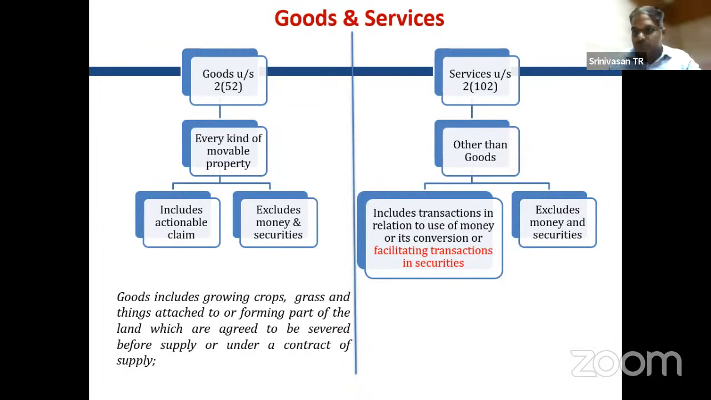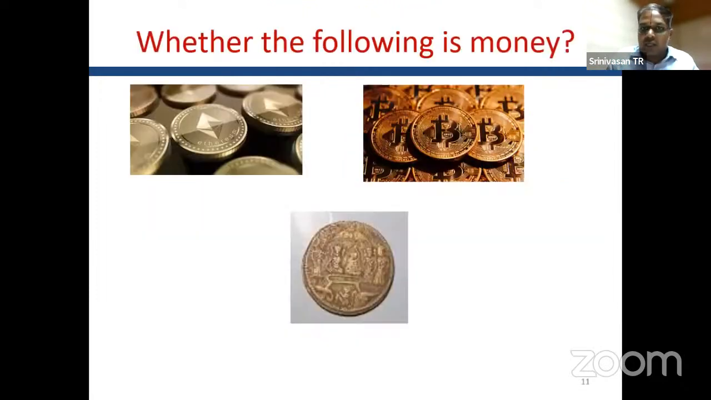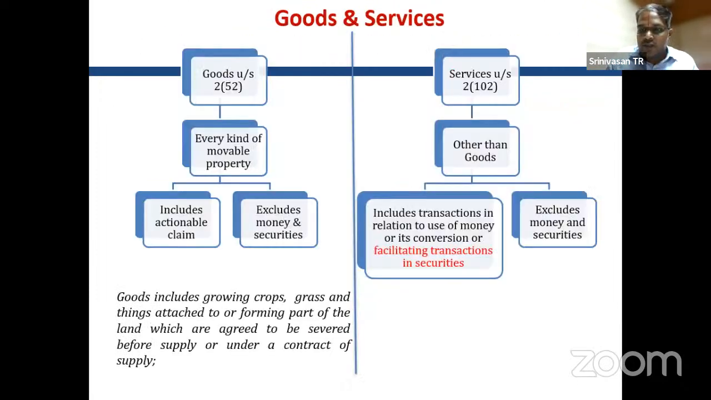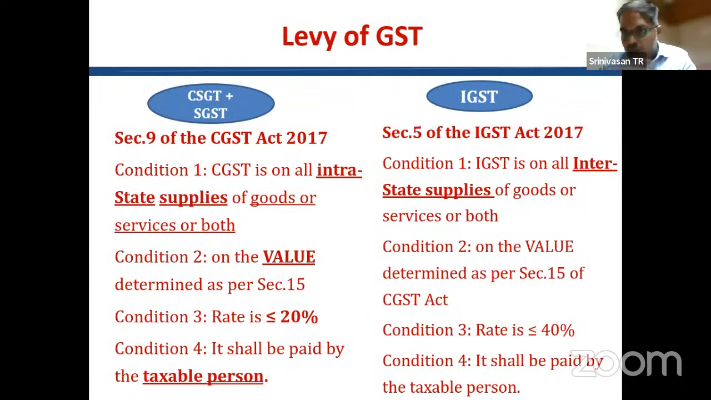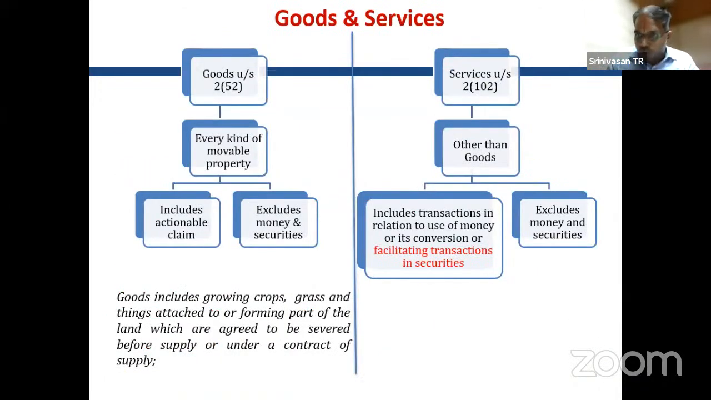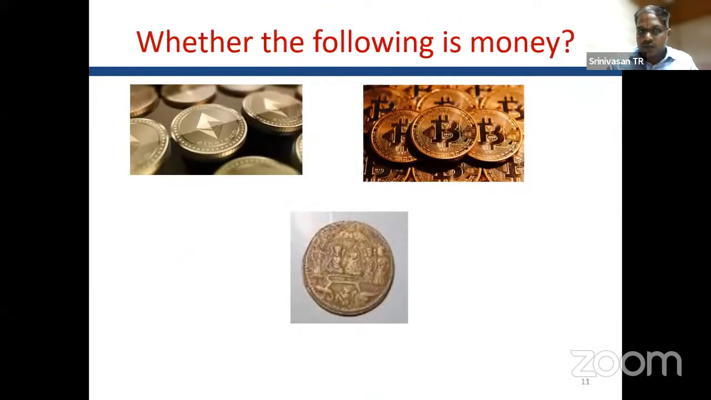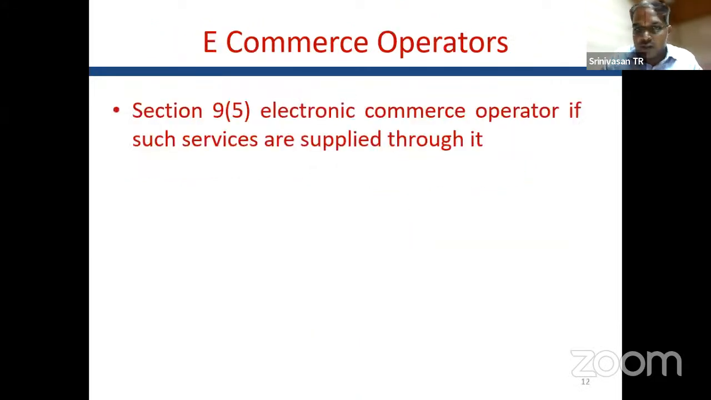So the first step we should understand in the entire levy is whether the subject matter we are dealing with is a good or a service. That is the first thing we have to understand. Having decided whether it is a good or a service, whether it is movable or immovable, basis that we decide the next thing: what is the supply and what is the value, etc. Of course, we'll be discussing more on this in the subsequent sessions. But the first thing is about goods or services.